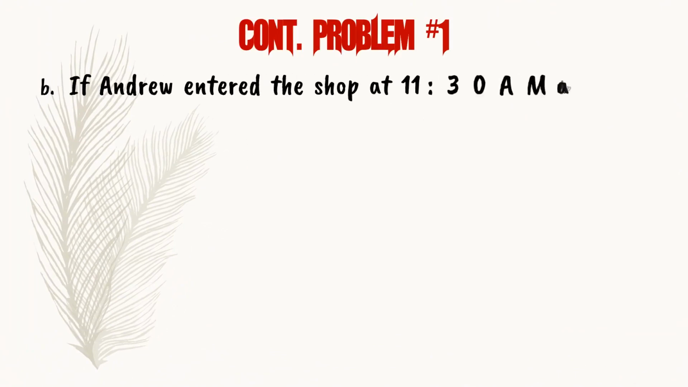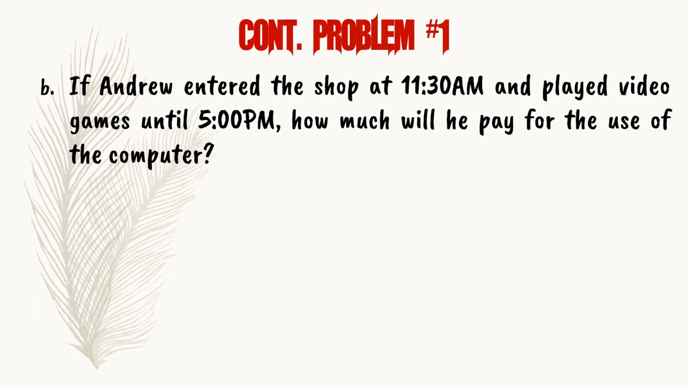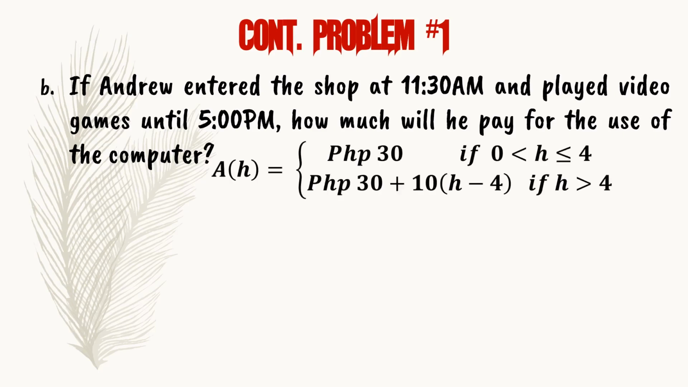Okay. A follow-up question: if Andrew entered the shop at 11:30 a.m. and played video games until 5 p.m., how much will he pay for the use of the computer? So here, using the piecewise function, the number of hours he played is not yet given, but the time he started and stopped playing is given. So we have here from 11:30 to 5 p.m. So we just count the number of hours from 11:30 to 5.